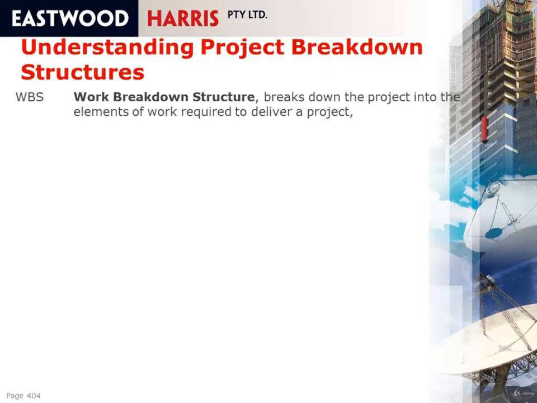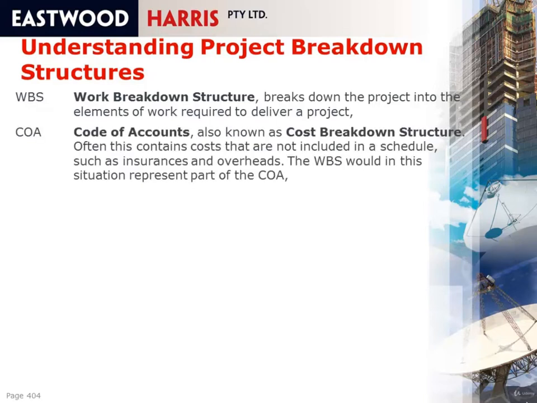So first of all, work breakdown structure breaks a project into elements of work required to deliver the project. Often these are deliverable based, where you can quality check and measure progress at a WBS node level. A code of accounts, also known as a cost breakdown structure, is used often in estimating and costing. You'll find a cost breakdown structure often contains costs that are not included in the schedule, such as insurances, overheads, contingency, and that sort of thing.